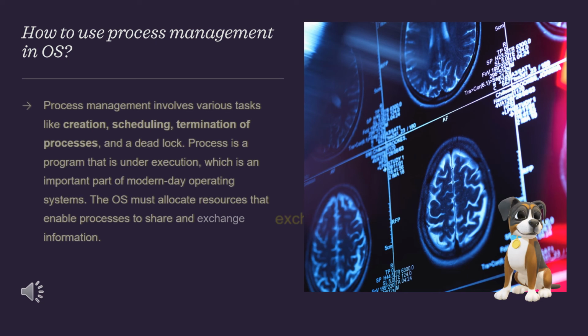A process is a program that is under execution, which is an important part of modern day operating systems. The OS must allocate resources that enable processes to share and exchange information. So process management is used in every single operating system like Google OS, Android, iOS, Windows, Apple devices, and Microsoft devices, etc. So it is a very important thing which is there in operating systems.